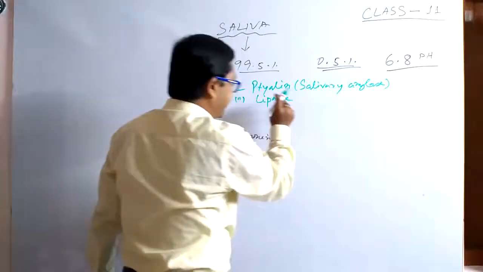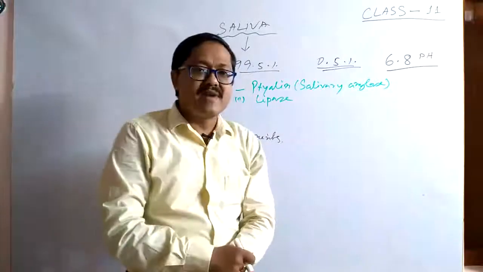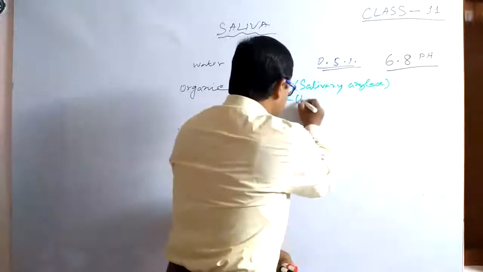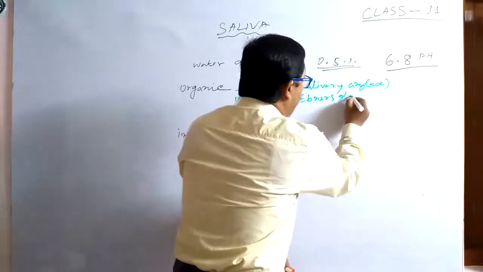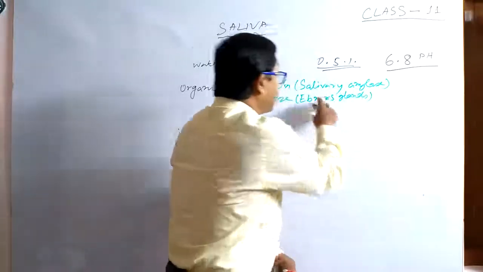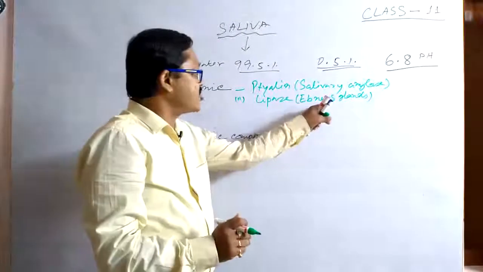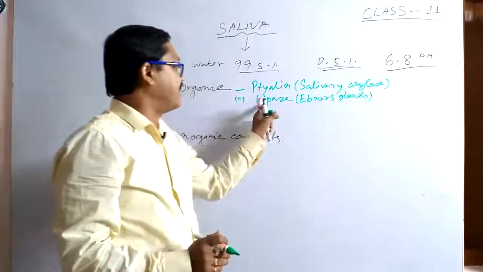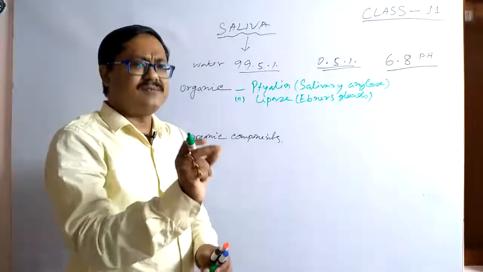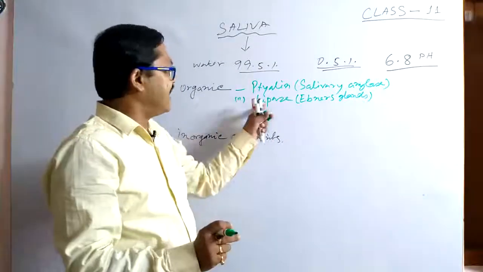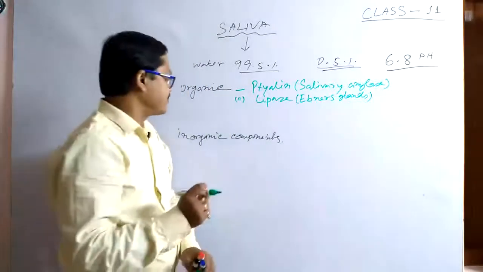This lipase is present in a very small, minute amount and it is secreted from the Ebner's gland. Where is Ebner's gland situated? Ebner's gland is situated below the tongue. The secretory product of the Ebner's gland is salivary lipase, and its activity is very minimal; it digests some types of fatty substances.